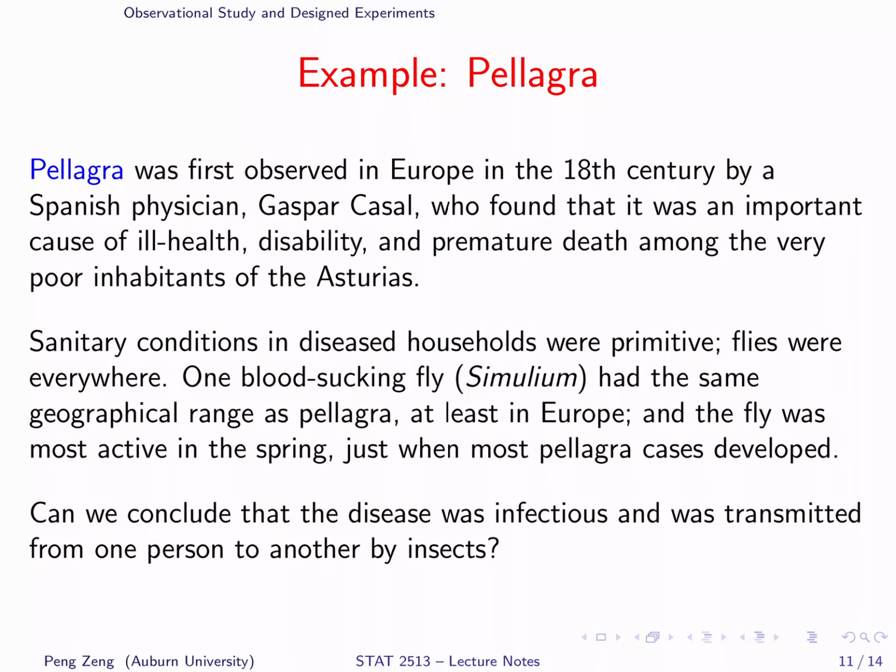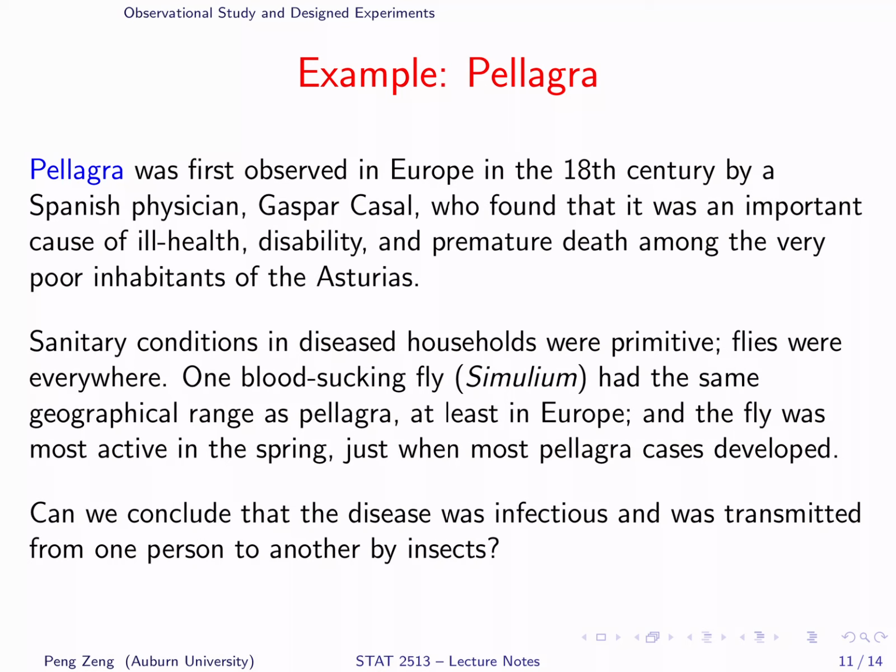Let's check a new story. Pellagra is a disease. Pellagra was first observed in Europe. It was an important cause of ill health, disability, and premature death among the very poor inhabitants of the Austrias. Based on some observational study, scientists find that sanitary conditions in these diseased households were primitive.